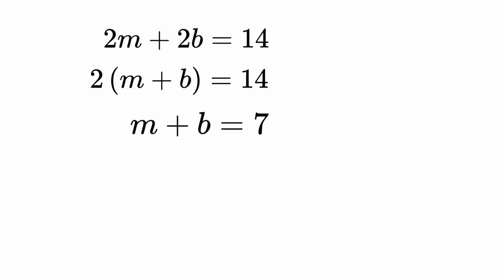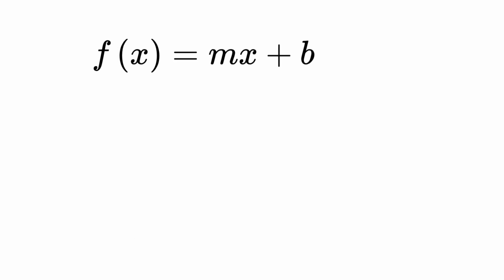We got m = 1, then substitute m = 1 in the equation, then we get 1 + b = 7. Then b = 6. Now we have got both the values, that is m = 1 and b = 6, then substitute in the equation f(x) = mx + b. Then we get f(x) = x + 6.